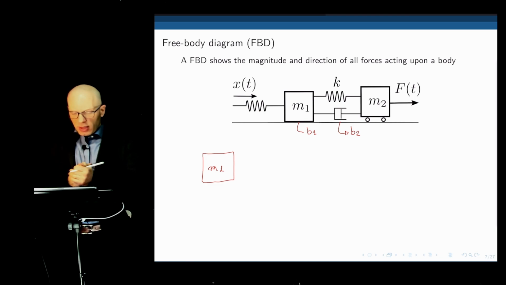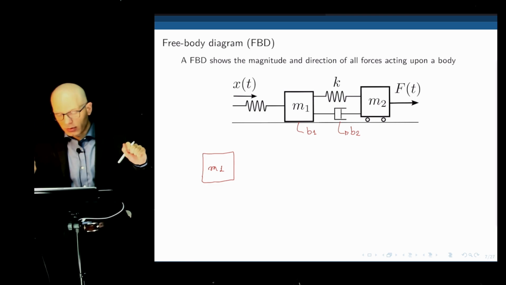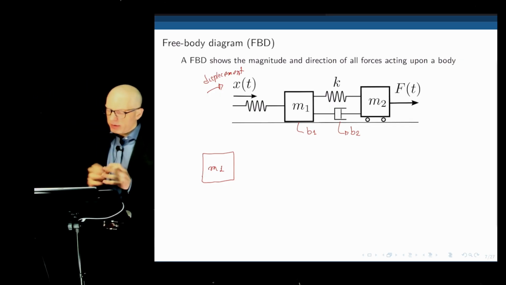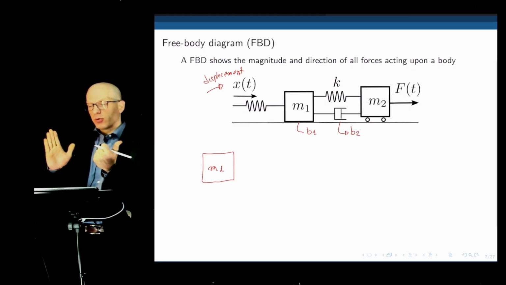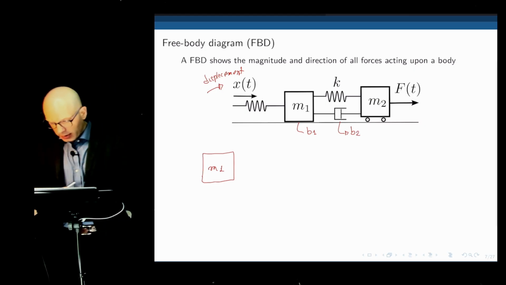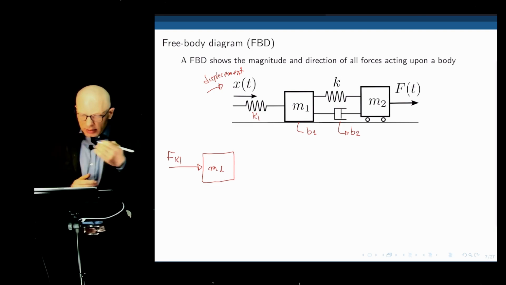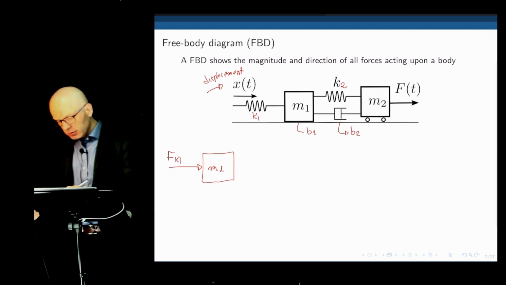What is happening there? If we hold mass M2, we're just dealing with mass M1. There is this x of t, which is a displacement being applied to that spring. If we are applying displacement to the spring, that displacement will push mass M1 to the right, meaning that that spring, let's call this K1, will create a force Fk1 pushing it to the right. The stiffness, the spring K2 here, will hold the mass, will push against the mass, so it will apply a force in the opposite direction, Fk2.